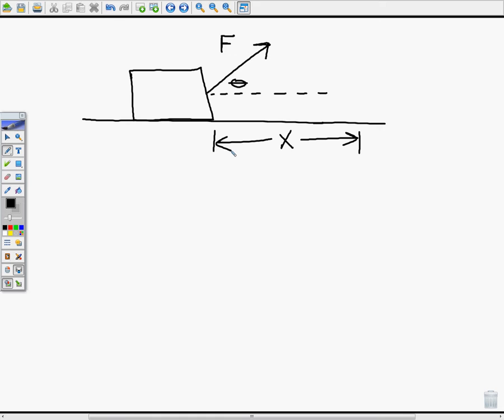In order to calculate the work done would equal the x component of the force multiplied by the forward displacement. Now, that x component of the force would be this leg right here, f sub x, as opposed to the y component of the force, f sub y. We want that x component, the component of the force that's in the direction that the object is moving.